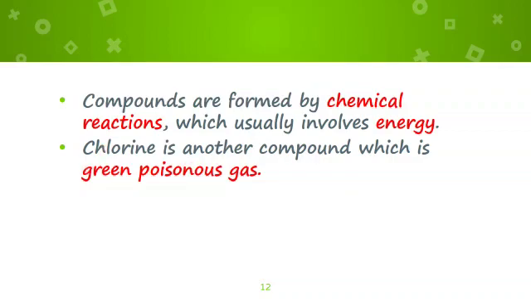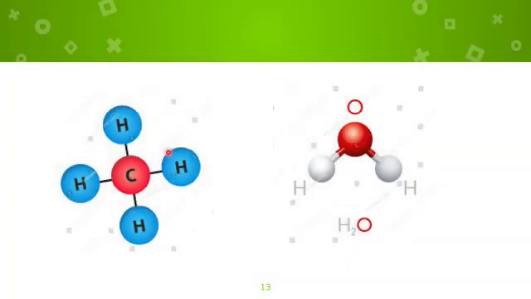Here come the models that scientists use to show atoms and molecules. Here is a methane model. You can see it contains only one carbon atom and four hydrogen atoms. That's why the formula of methane is CH4. Whereas in water, there is only one oxygen and two hydrogen atoms. So the formula of water is H2O. I hope you are getting my point.